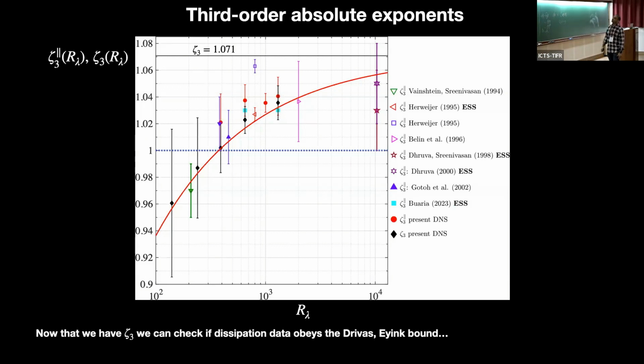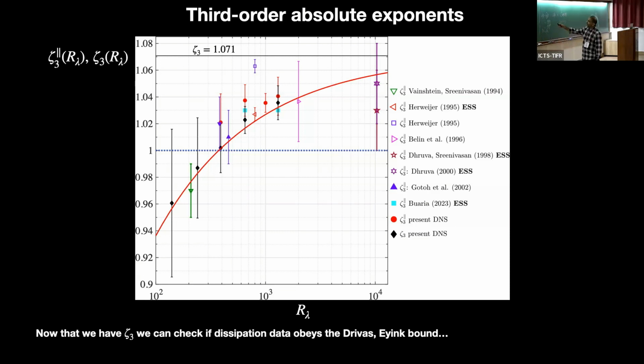I'm showing you here the third order absolute exponents and the third order parallel or the longitudinal exponents. I'm showing it to you as a function of R lambda. This is again the square root of the Reynolds number. You typically use this when you're comparing across different works because this is prominently given. And notice that again, you see the same trend. At the low Reynolds numbers, you see that the exponents are less than 1. And as you increase your R lambda, these exponents go greater than 1.